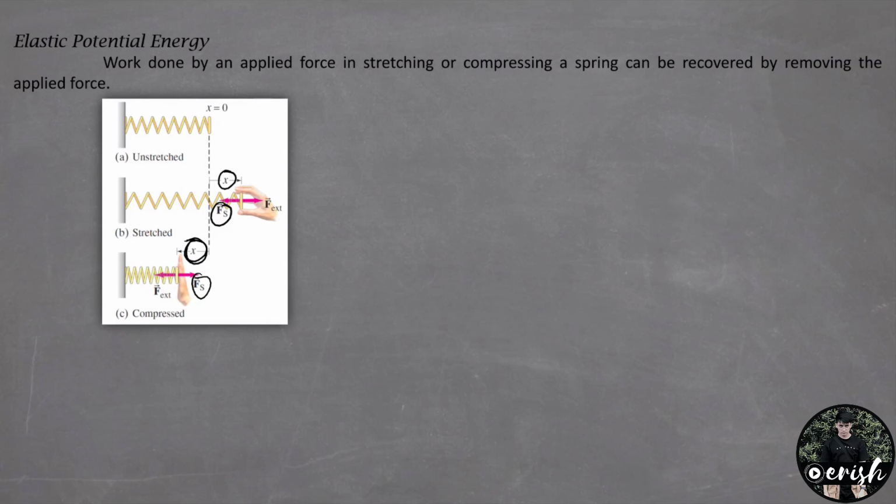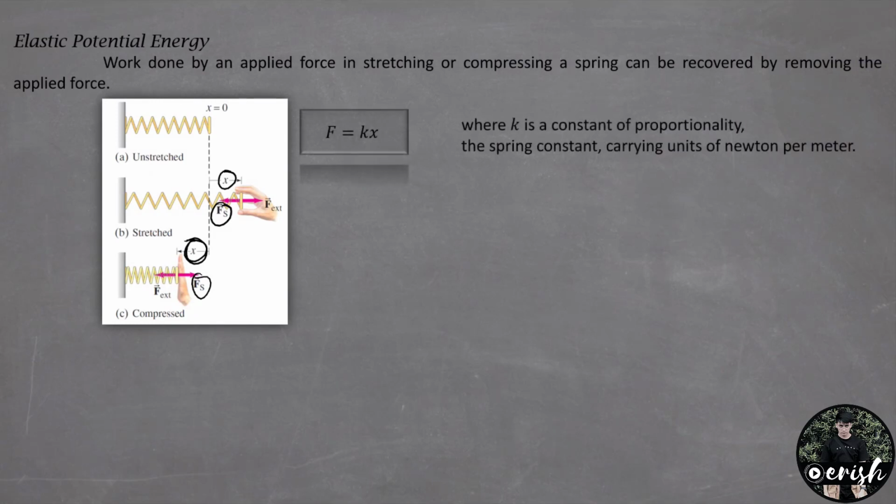This means that yung force exerted by the spring, yung F sub S na yan, must be proportional to the displacement. That's why we have the formula for the spring force, F = kx, where yung k natin is a constant of proportionality, the spring constant, carrying units of Newton per meter. This equation is called Hooke's law after Sir Robert Hooke, who discovered the relationship.